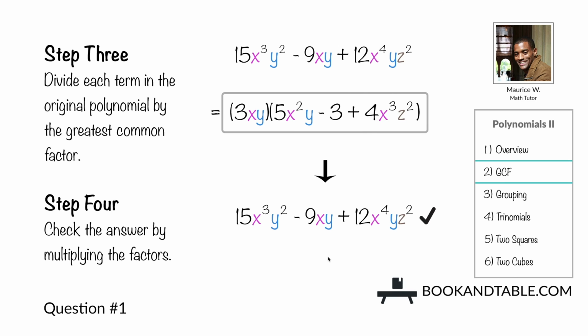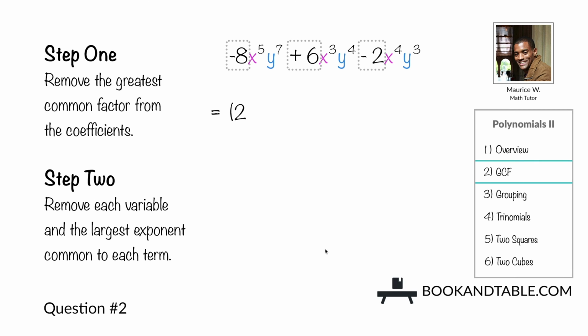Let's now have a look at question number 2. We were asked to factor by removing the greatest common factor of negative 8 x to the 5th y to the 7th plus 6x cubed y to the 4th minus 2x to the 4th y cubed. Step 1, remove the greatest common factor from the coefficients, negative 8, positive 6, and negative 2. And the greatest common factor would be 2.